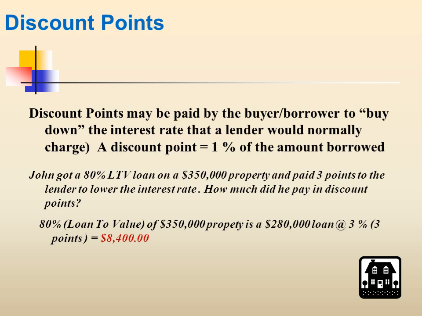Well, an 80% loan to value of the $350,000 property would be 80% of $350,000. It's a $280,000 loan at 3 points, or 3%. So that's $8,400. 0.03 times 280,000 is $8,400 in discount fees, discount points.